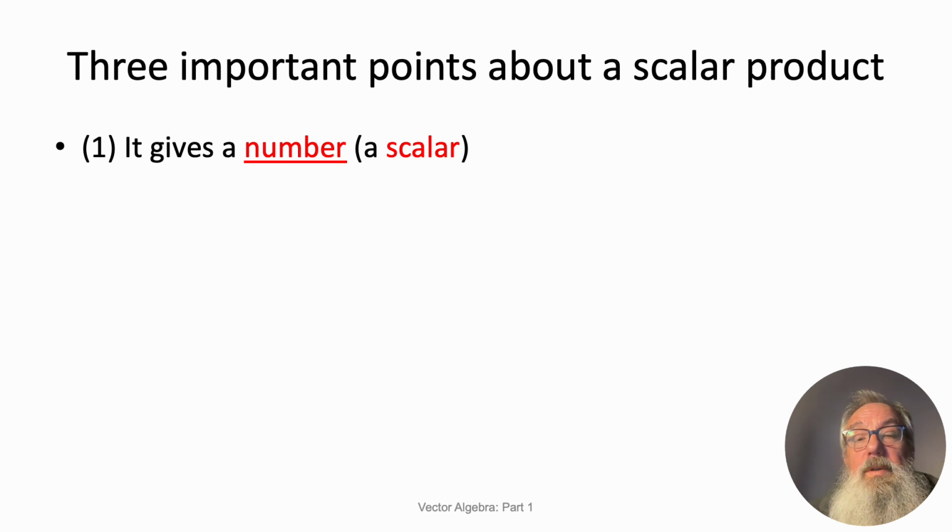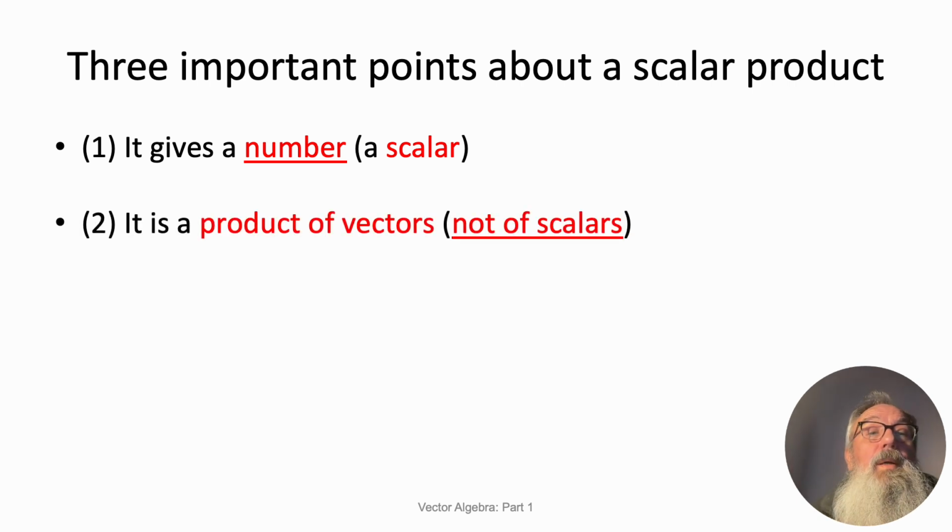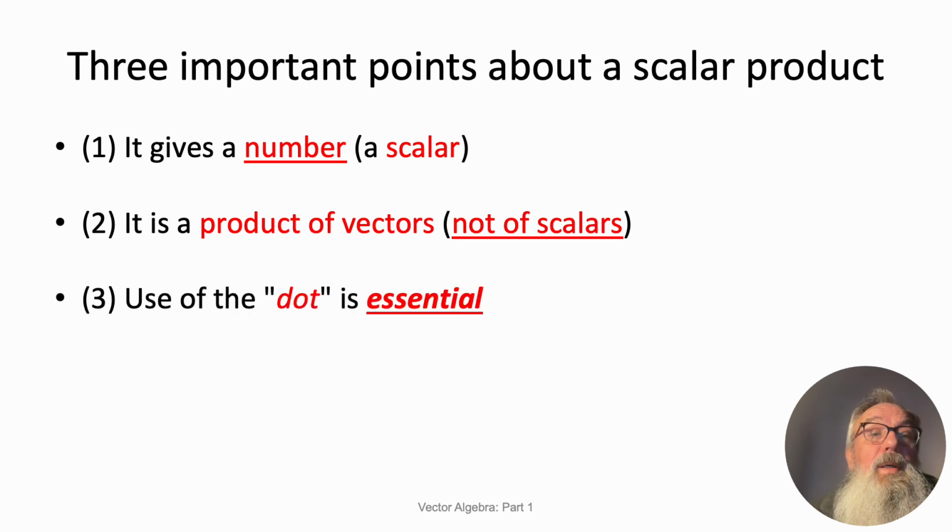Some important points about the scalar product. It gives a number, a scalar, hence it's called a scalar product. So the result is a single number. It's a product of two vectors, not scalars, and you must put the dot in, or else it's not really defined properly, and you will be confused. So you need to put the dot. So it's called the dot product.